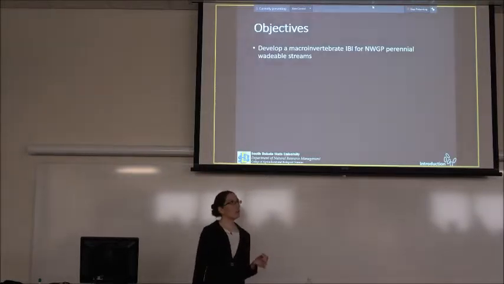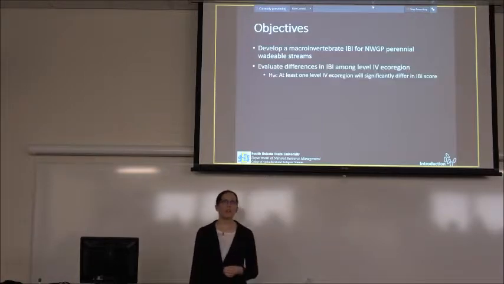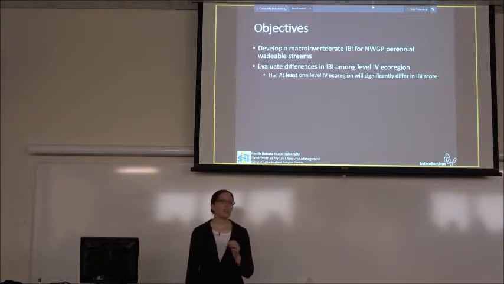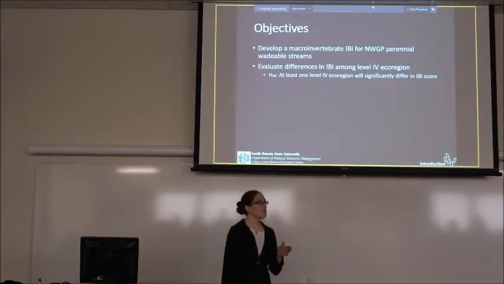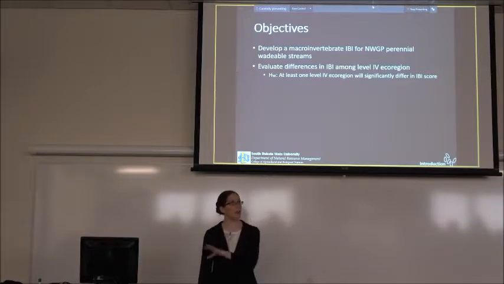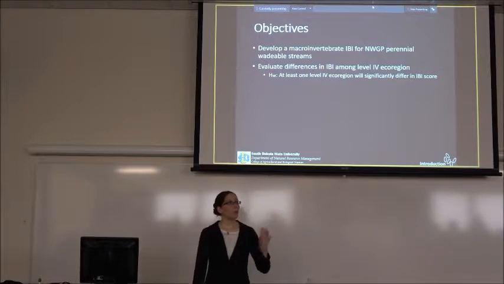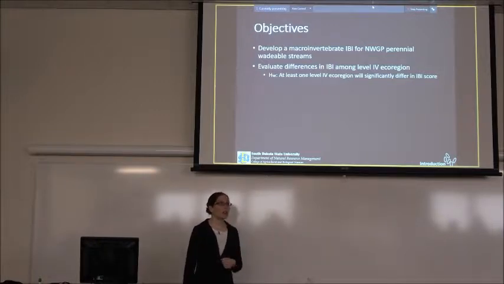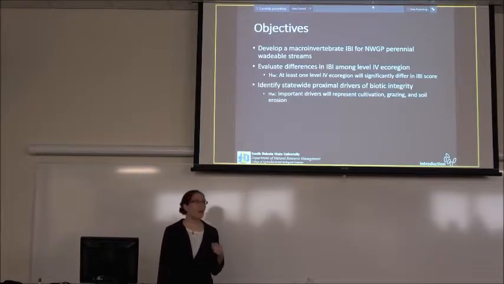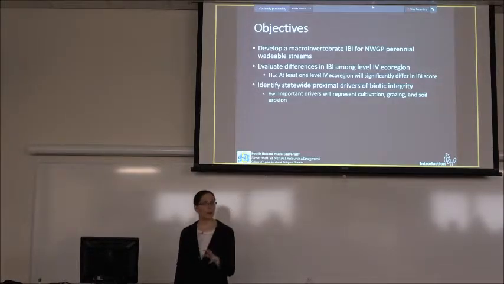The objectives of my project were to develop the macroinvertebrate IBI for NWGP perennial wadeable streams. We also wanted to evaluate level 4 ecoregion differences in IBI scores, specifically within each level 3 ecoregion, so in the NWGP or in the NGP. And we felt that there would be at least one, given the variability in topography and land use across the state. Third, we wanted to identify proximal drivers of biotic integrity.